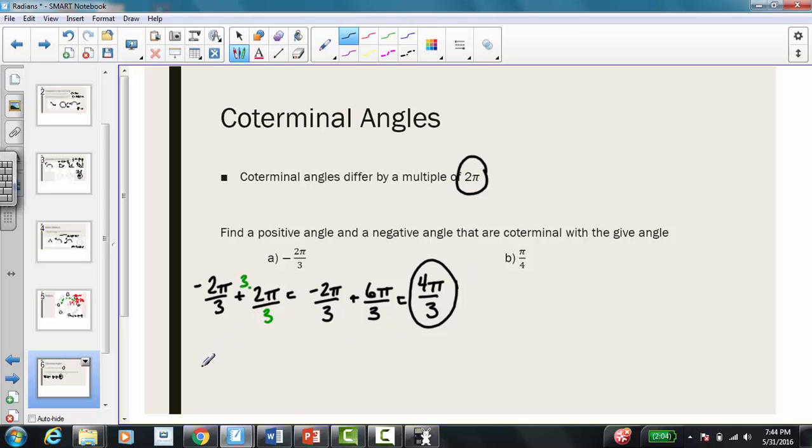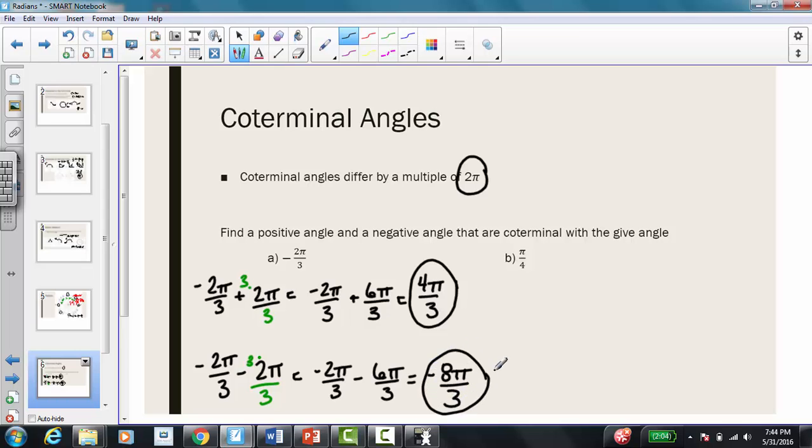To find a negative angle, we can simply take our angle, negative 2 pi over 3, and subtract 2 pi. Again, multiplying both numerator and denominator by 3, I'm going to get negative 2 pi over 3 minus 6 pi over 3, and that's going to leave me with negative 8 pi over 3. So this is a negative angle that is coterminal to negative 2 pi over 3.